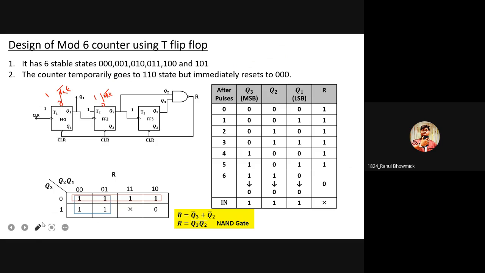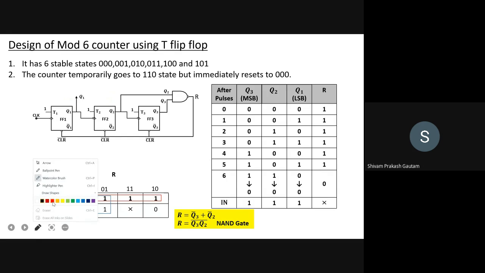Preset means to set, and clear means to reset. So we have to use clear here, because we want the output to again come to 0, 0, 0, and again the states will start repeating themselves. This is clear. Should we move forward?